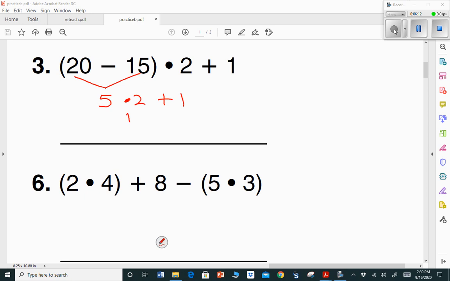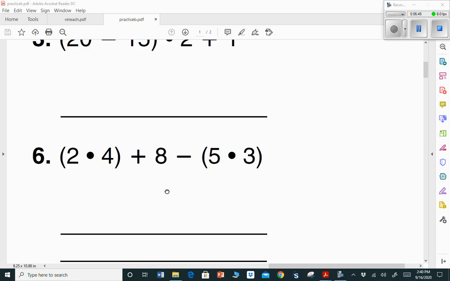We still have two operations, multiplication and addition. Multiplication comes first in the order of operations, so we'll do that first. 5 times 2 is 10. Bring down the plus 1. Then do the 10 plus 1 is 11. Now, as these get more complicated, I know you probably have wanted to skip some steps up to this point, but as they get more complicated, it's very important that you do not skip steps.